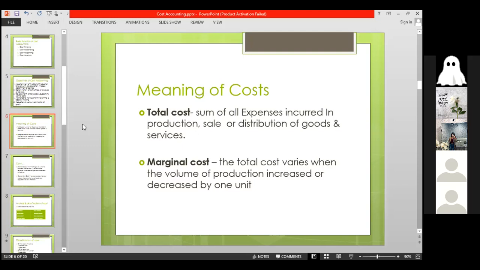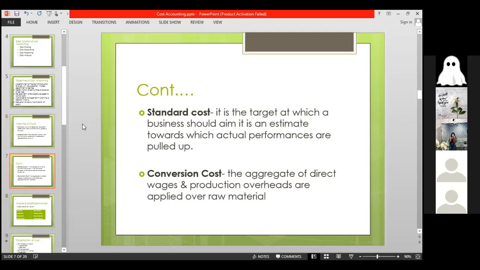Okay, so we looked at fixed cost, variable cost, semi-variable cost, total cost, and marginal cost. Those are the major costs that we have to look at again and again during cost accounting. Then there is standard cost. So these are more complicated terms about cost. Once you determine the last 5 that we saw, then these could be understood properly.